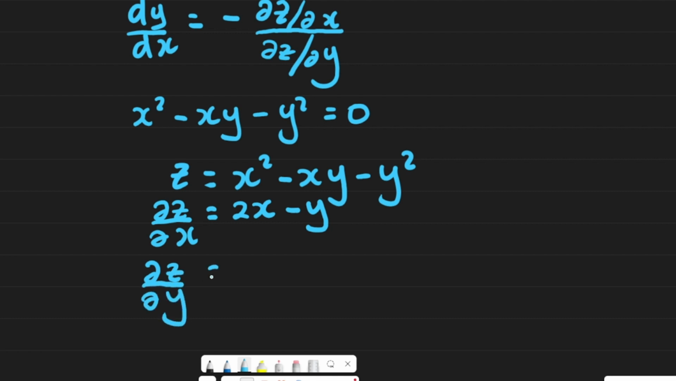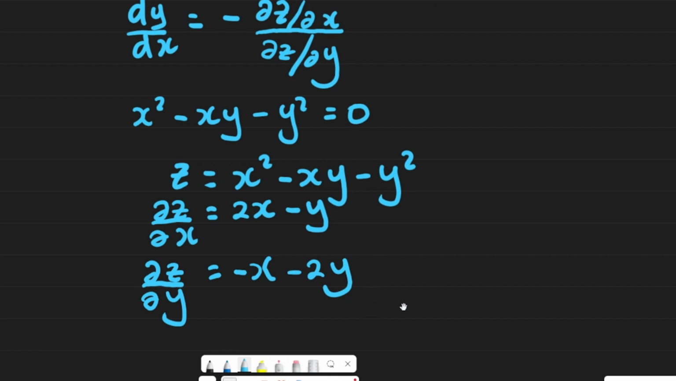Dz dy is equal to minus y minus 2y. My apologies. This should be minus x. Minus x minus 2y. So the derivative of x squared is just 0. The derivative of minus xy with respect to y is just minus x, because the derivative of y is just 1. So it's minus x. That's how we got that. And minus y squared is just minus 2y.